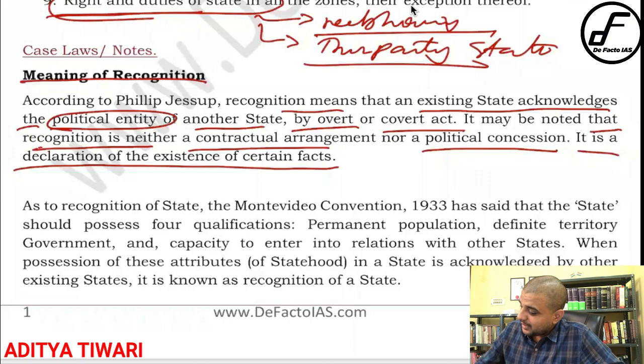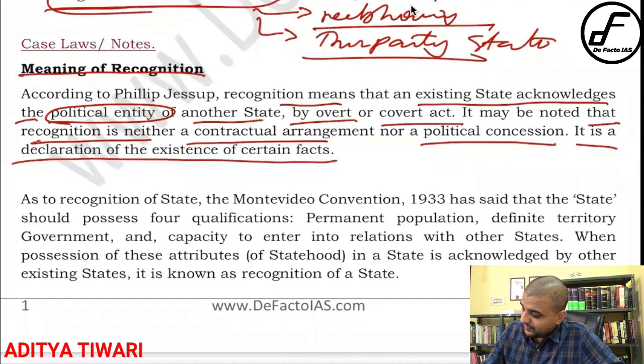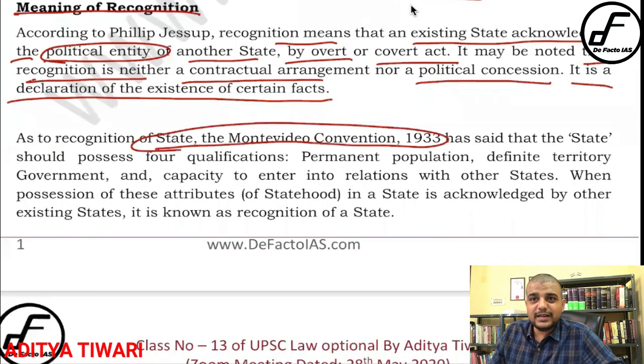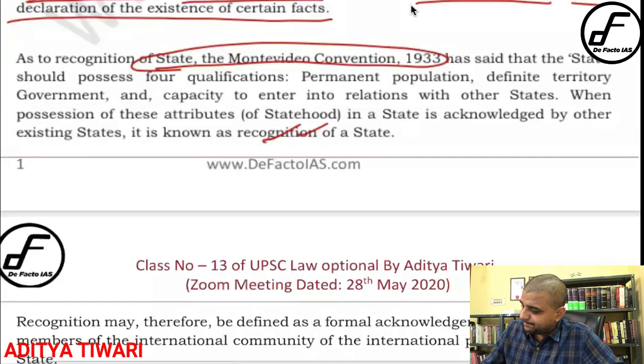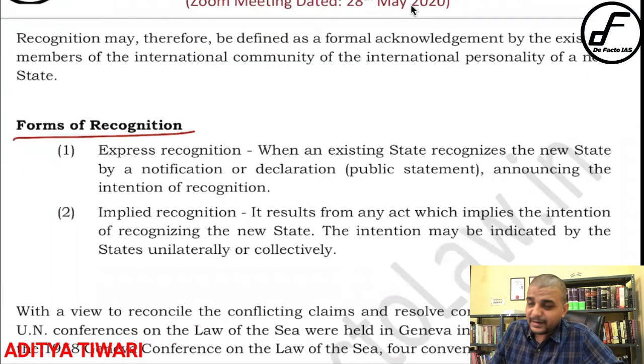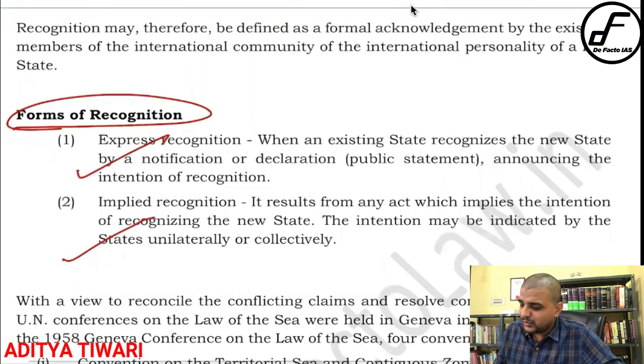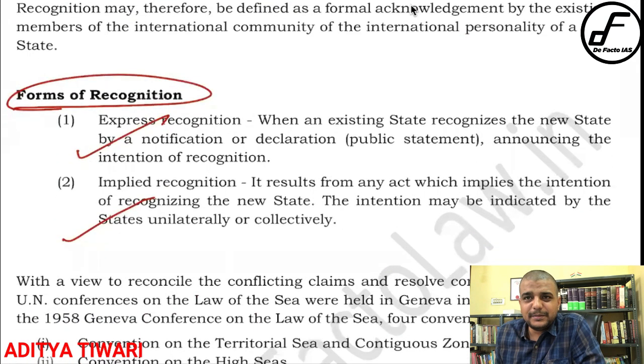Then the Montevideo Convention: you read that convention, because it has to be cited whenever there is any question with regard to recognition. I have given this convention, so read that down. Then you will see the forms of recognition I have talked about: one is express, second is implied. Implied means that suppose you are visiting a foreign country and meeting the head of state of another country whom you have not formally recognized. It means you are impliedly recognizing.